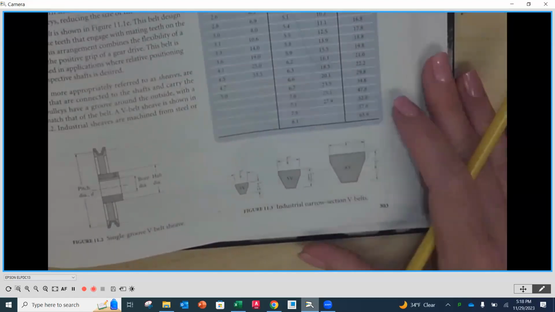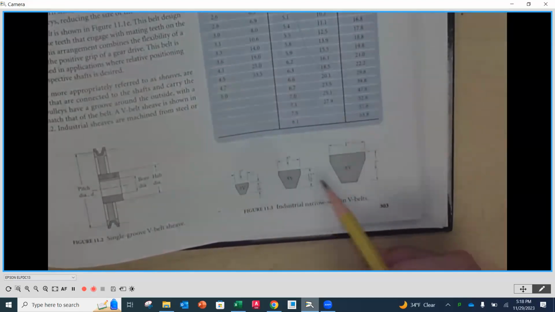All right. So anyway, these are the different sizes. You're going to notice that 3V is going to be the smaller, less heavy duty, and then the 8V is going to be the largest one.